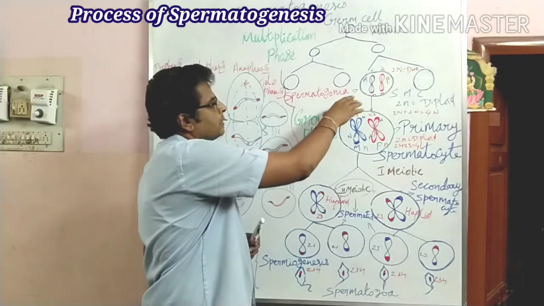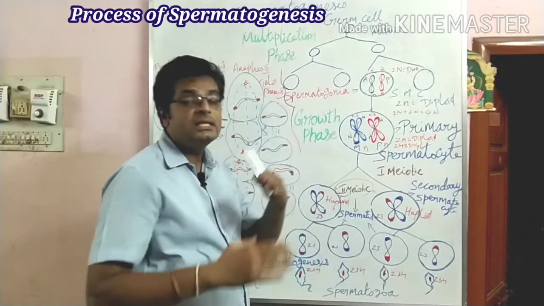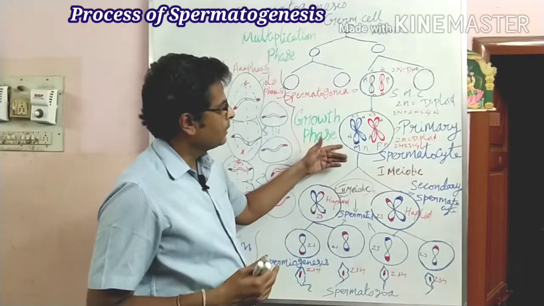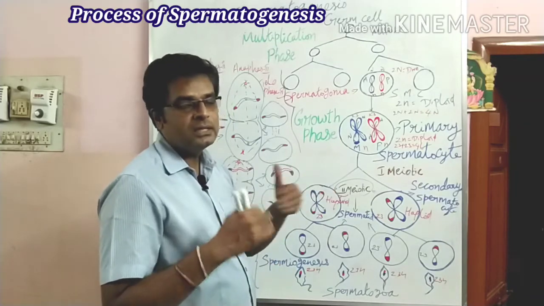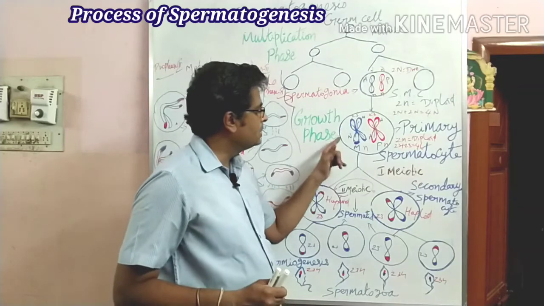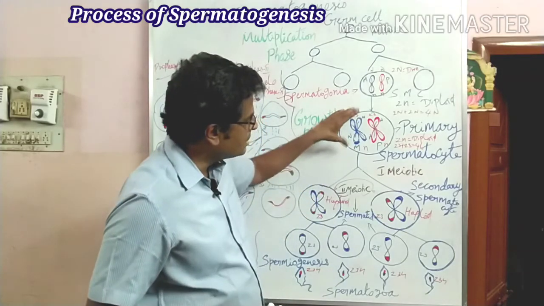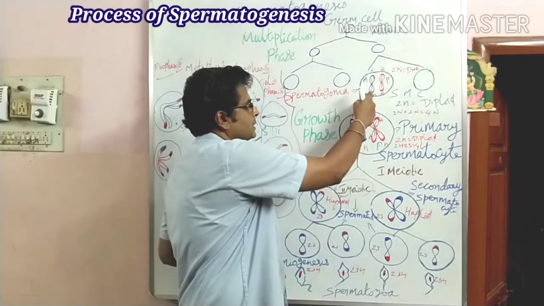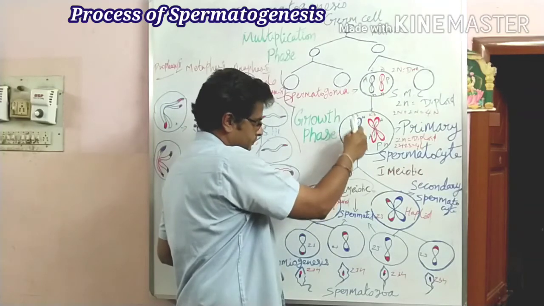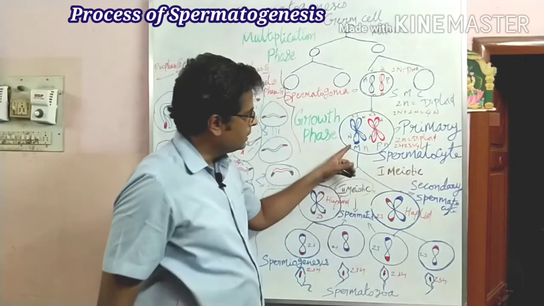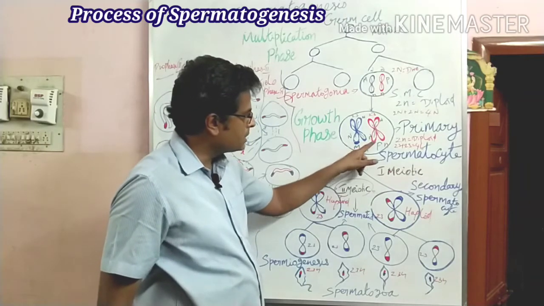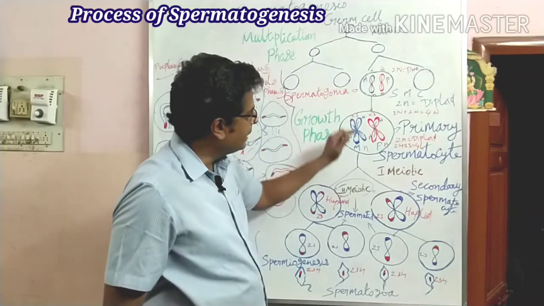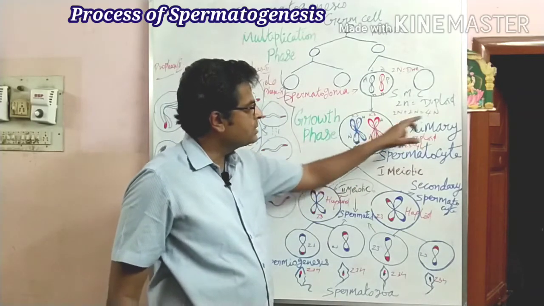Next, the spermatogonia enter the growth phase, which means increasing in size. In this growth phase the size is increased, and it is called the primary spermatocyte. It has a single chromosome with two chromatids. This is a maternal haploid set and a paternal haploid set, totally diploid. But the DNA is replicated, so the amount of DNA is 4n.